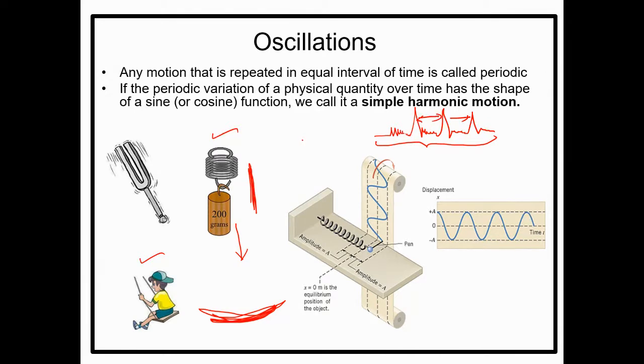Likewise, you can take the example of your eyes. Your eyes blink at a regular interval of time. So whatever is repeated at equal intervals of time is called periodic oscillation. If the periodic variation of a physical quantity over time has the shape of a sine or cosine function, then the oscillation is represented either as a sine wave or a cosine wave.